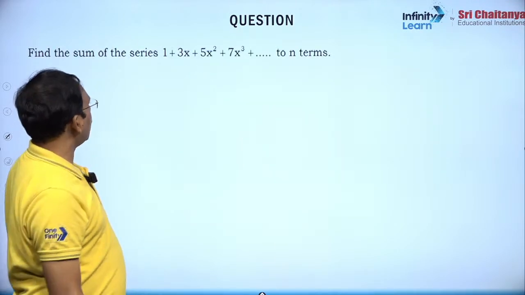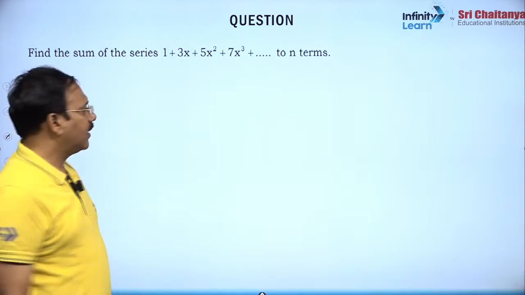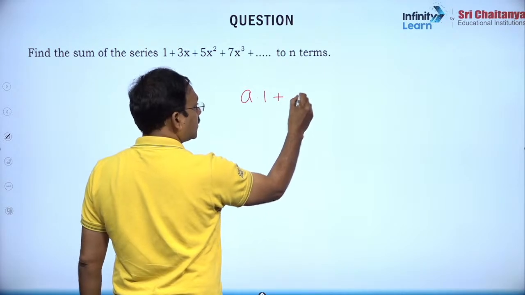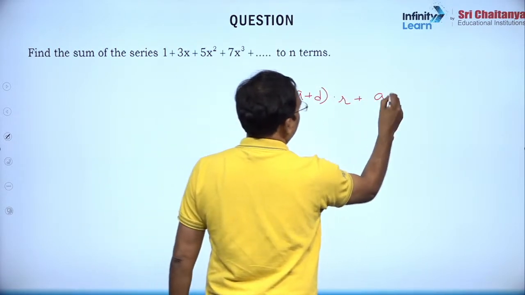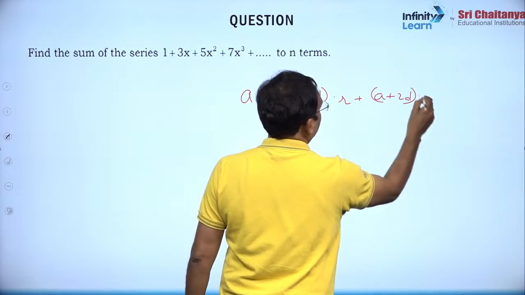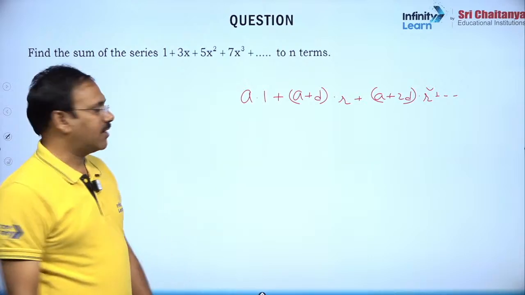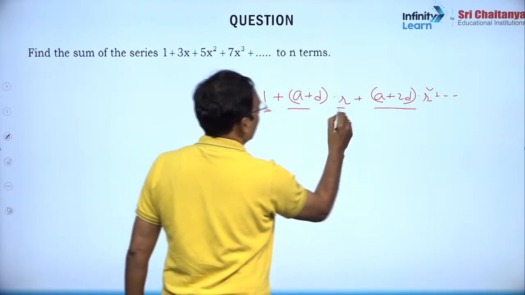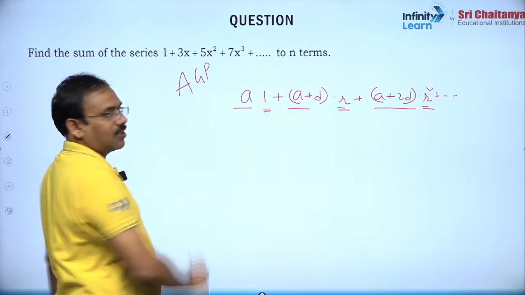Next, you see infinite AGP. You know well, AGP means it will be like a into 1 plus (a plus d) into r plus (a plus 2d) into r square, and so on to n terms. In each term there will be certain factors where the first factors are in AP and the second factors are in GP. This is called arithmetic geometric progression.